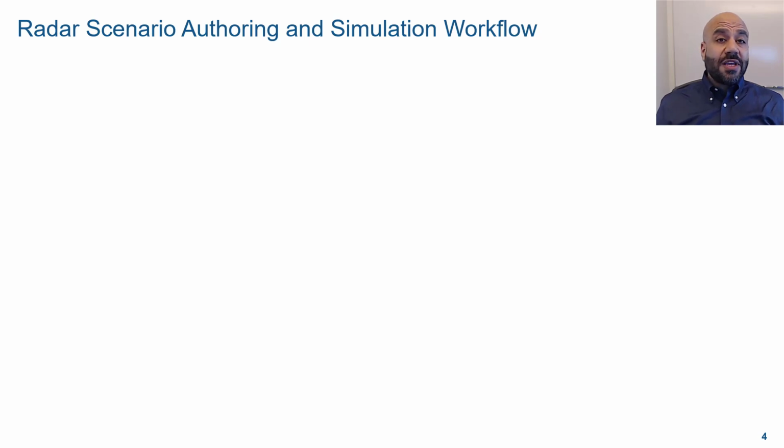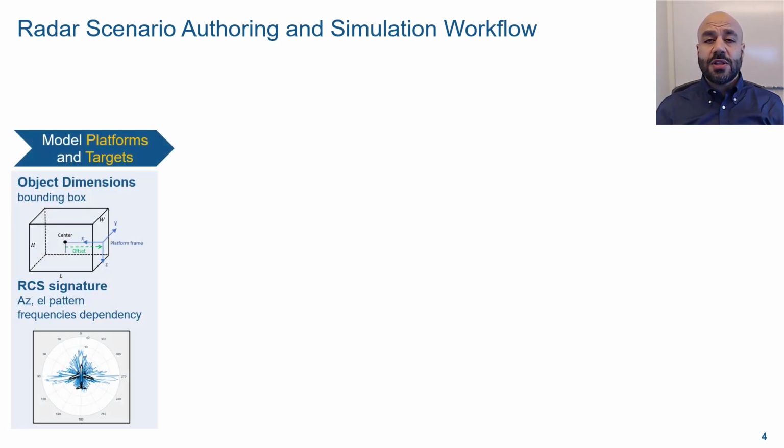We can author a radar scenario, and by going through the simulation workflow, we can simulate the scenario. We start with modeling the platforms and targets. Our platforms can have certain dimensions, or they can be points in the scenario. Independent of their size, we can assign a radar cross-section to each of these platforms. The radar cross-section can be a function of elevation and azimuth angles, as well as frequency. If you have a solved RCS or measured RCS, and you want to use that in your model, you can import it to increase the fidelity of your model.